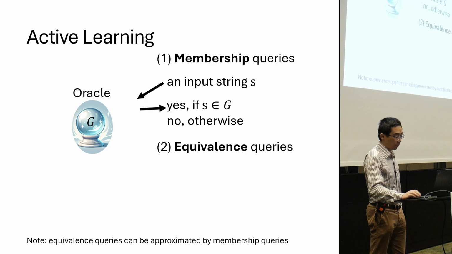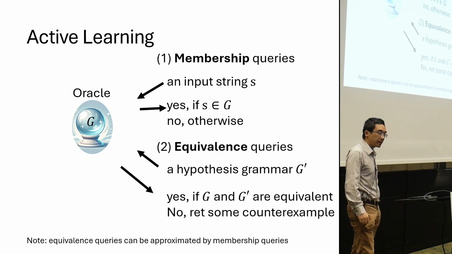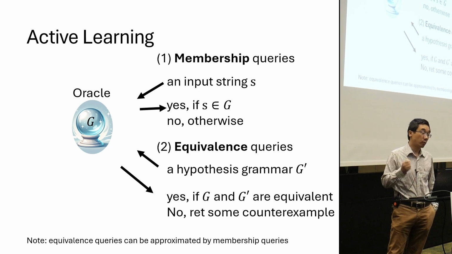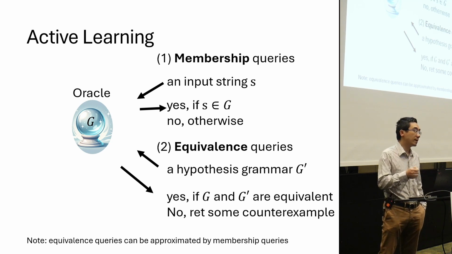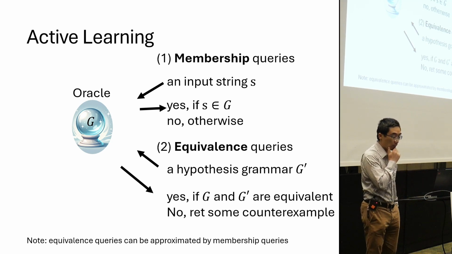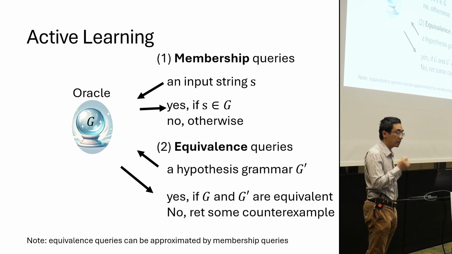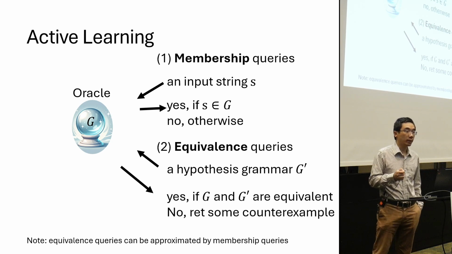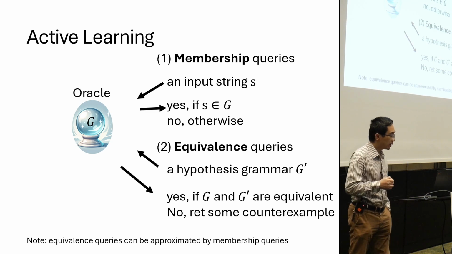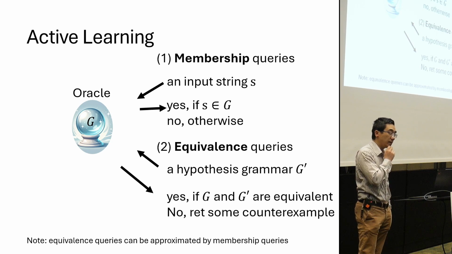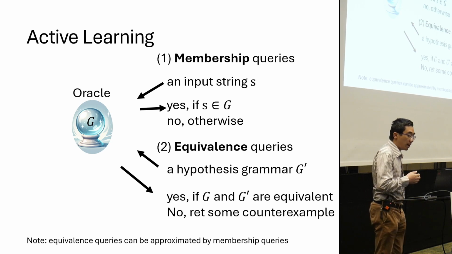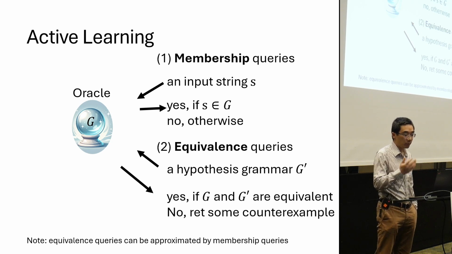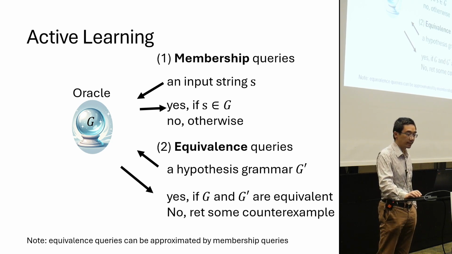Then in the equivalence query, we can submit a hypothesis grammar G prime to the Oracle. If G and G prime are equivalent, in the sense that they represent the same language, then the Oracle returns yes. Otherwise, the Oracle returns no, and in that case, the Oracle also returns a counterexample showing inequivalence. We note that equivalence queries can actually be approximated by membership queries. That's what we do in our implementation. But for the simplicity of this talk, I'm going to assume the existence of equivalence queries.